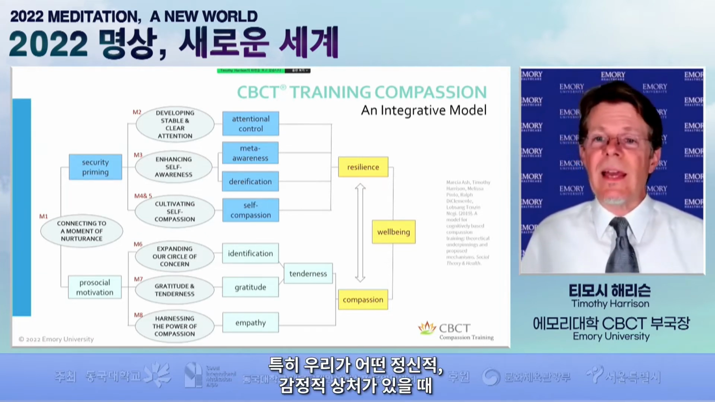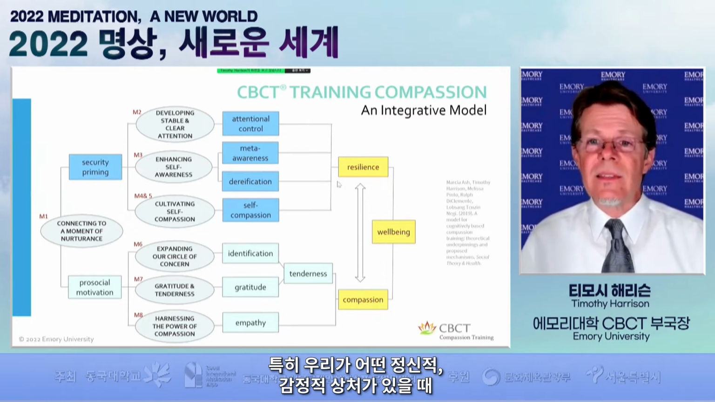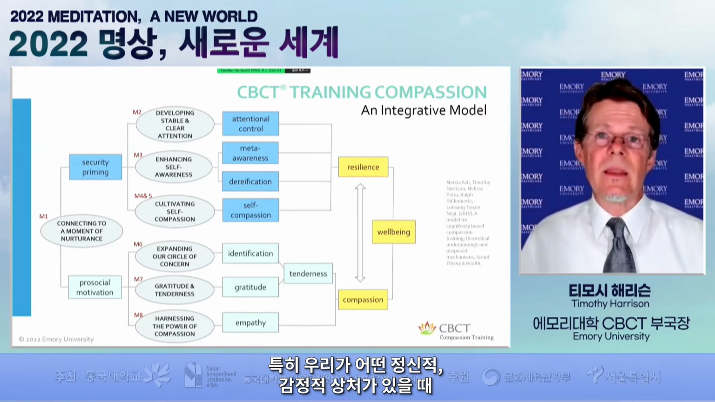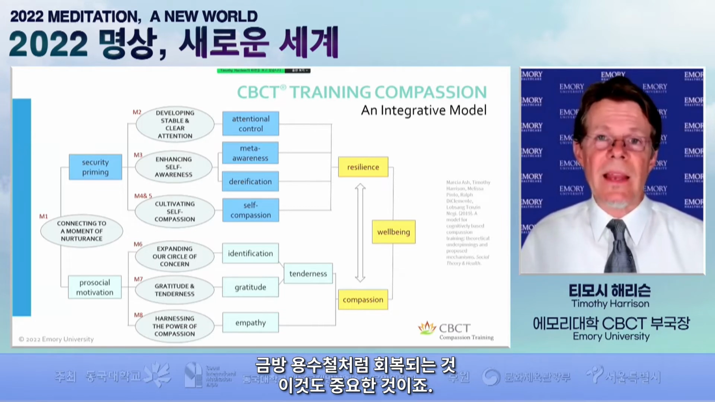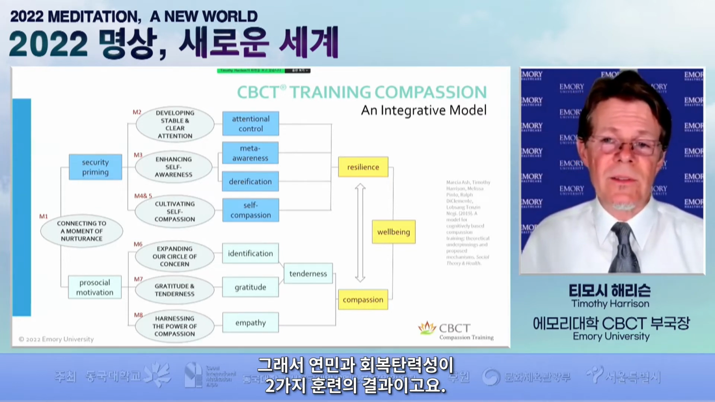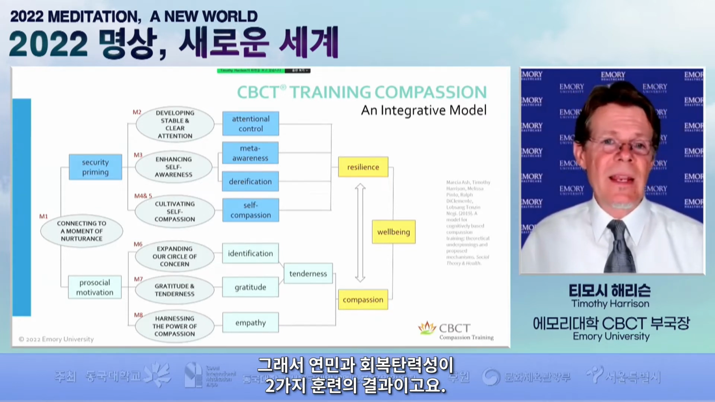But along with that, up here, you see this other outcome of CBCT practices and input for well-being, which is resilience, emotional resilience, our capacity to bounce back, to regulate our emotions and not be overwhelmed by them, but rather direct them for a meaningful, purposeful life. So resilience and compassion are the primary 2 outcomes of the CBCT practices.